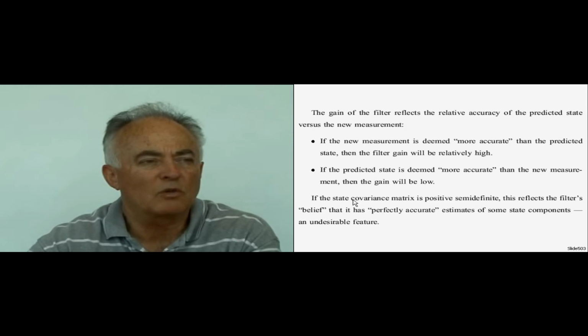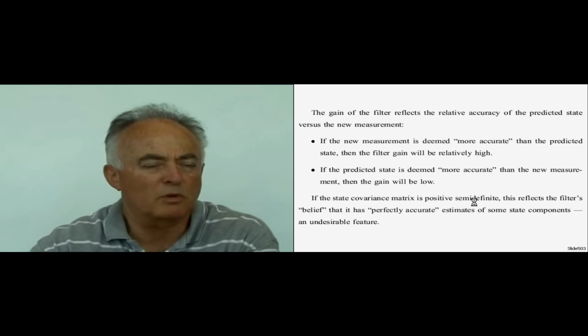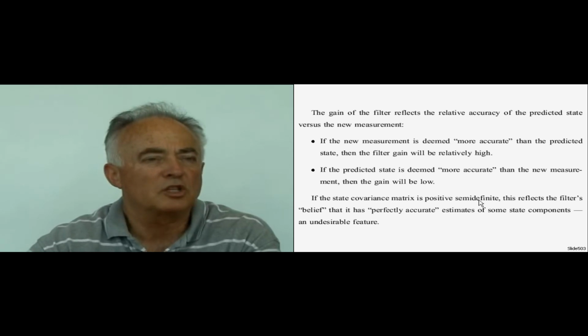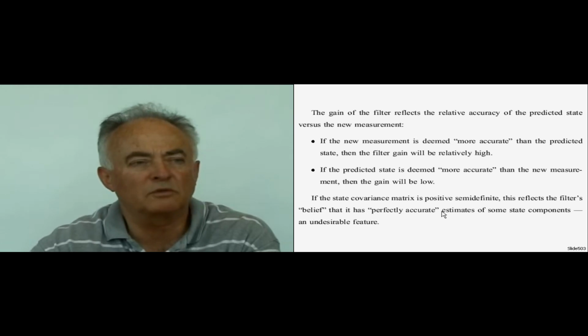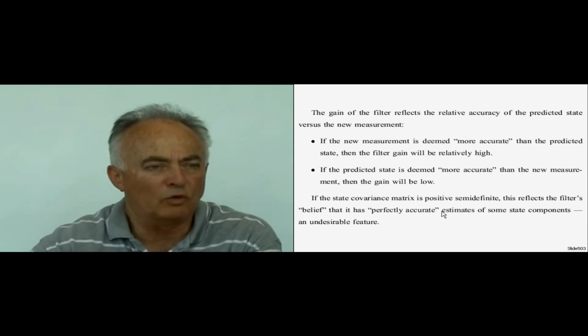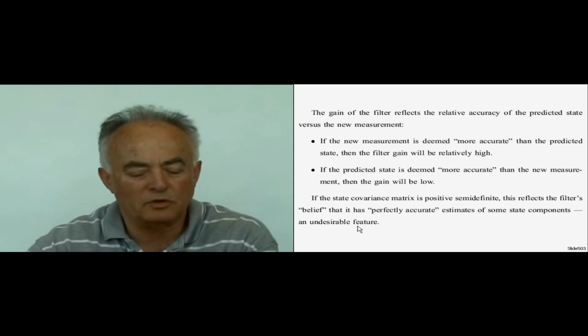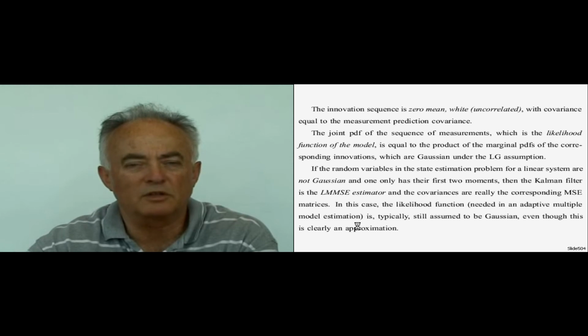Now, if the state covariance matrix is positive semi-definite as opposed to positive definite, it can have one or more zero eigenvalues. This reflects the filter's belief that it has perfectly accurate zero variance estimates for one or more state components or linear combinations of them. And this is an undesirable feature because it ignores the fact that all our models are really approximations of the real world.